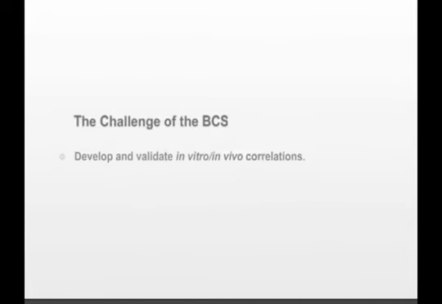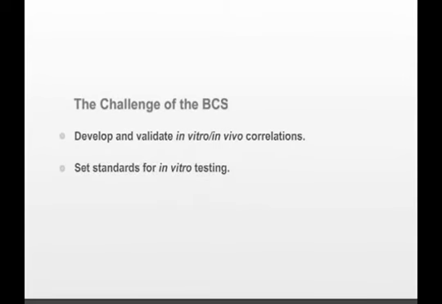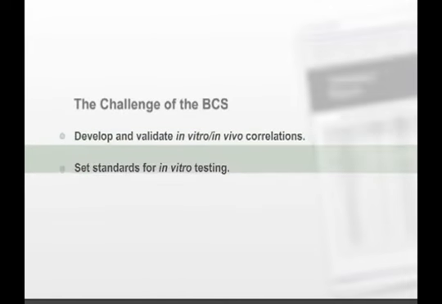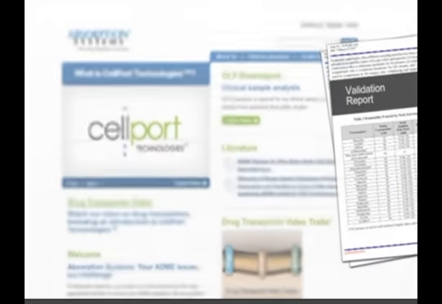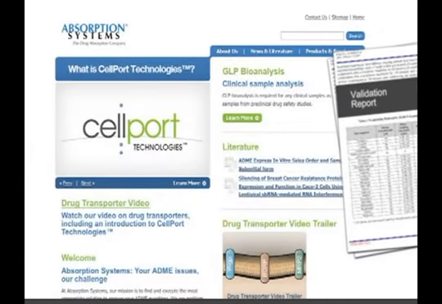Before performing a BCS study to support a request for a biowaiver, we had to validate the relationship between in vitro permeability in our test system and the known in vivo fractional absorption of a series of more than 20 compounds. The validation ensures that our test system will produce reliable and reproducible results to support regulatory submissions. Our validation report is available in a secure area of our website, and if you are watching this video, you may already have access to the report.